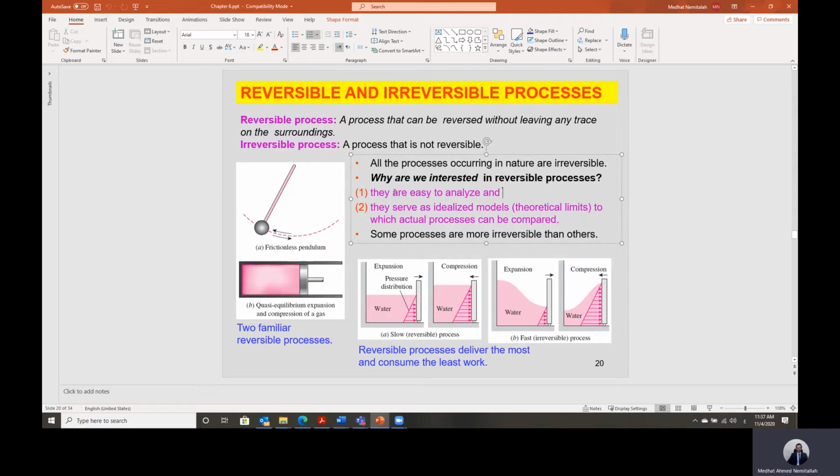So in this case, it will be easy to analyze and apply the first and second law of thermodynamics. Also, this process serves as an idealized model, or gives us the theoretical limit of the system. As I told you, we can apply the Carnot cycle, which is a cycle of reversible processes, to a heat engine. Then we can calculate the theoretical limit of the maximum efficiency of this system, and compare it with the actual value to give us an indication about the losses within this system. Okay.